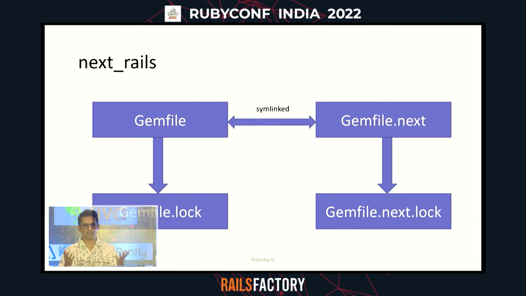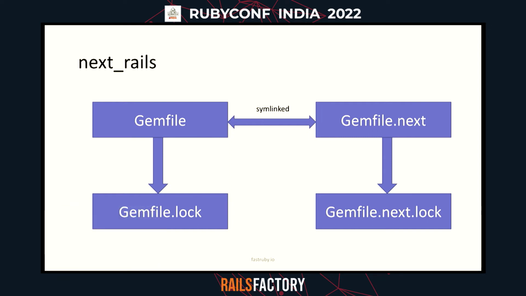Every Rails project has a Gemfile. When you initiate the Next Rails gem, it creates a symlink of your Gemfile called Gemfile.next, which signifies that this is my next Gemfile for the next version. Dual booting with Next Rails gives you a way to bundle install for the two different Gemfiles you now have, Gemfile and Gemfile.next. Obviously, it creates two different lock files as well, one for your Gemfile, one for your Gemfile.next. That's how it differentiates.